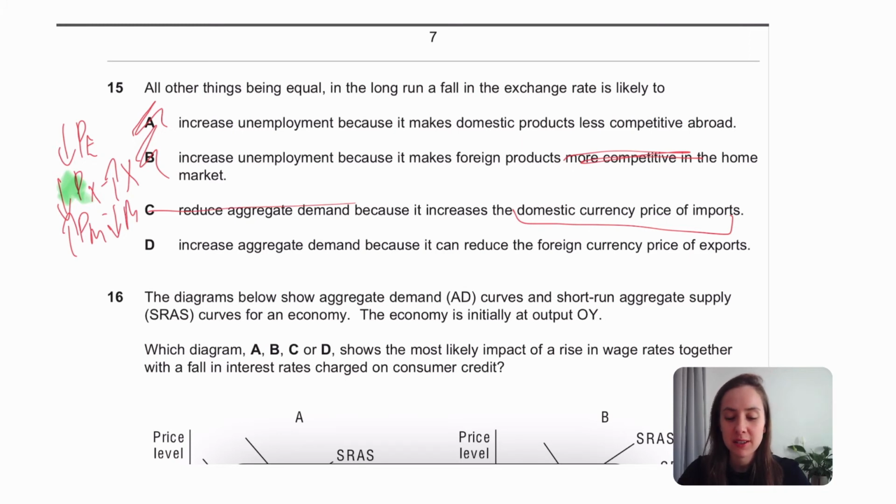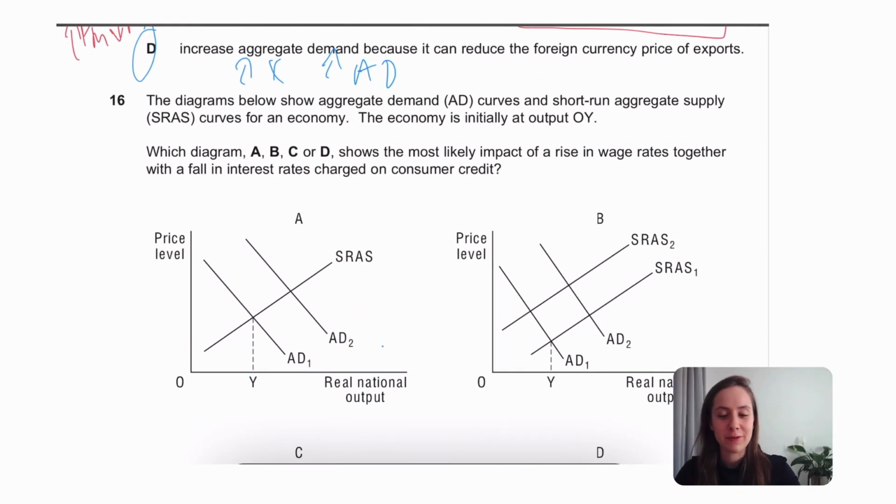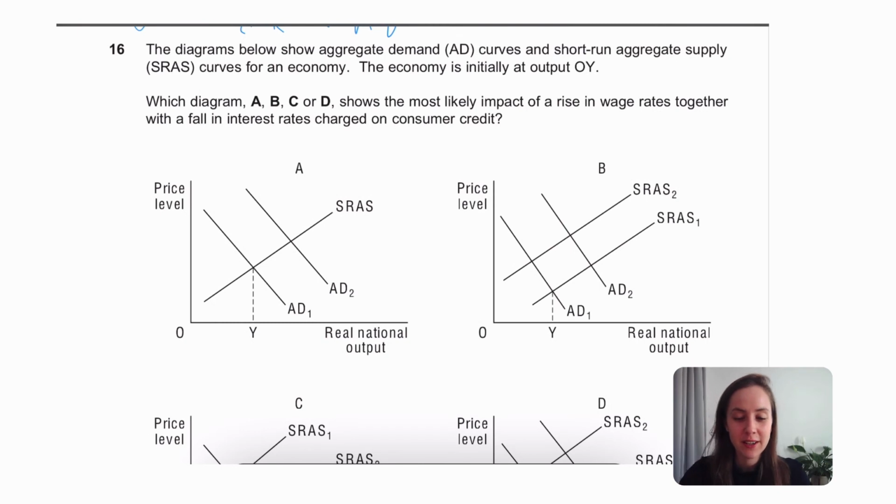Increase aggregate demand because it can reduce the foreign currency price of imports. Right, I think this means exports are getting cheaper, which they are, and we know that increases X, and if we have higher X, that increases AD. So that's the answer. I haven't seen that kind of question for a while.